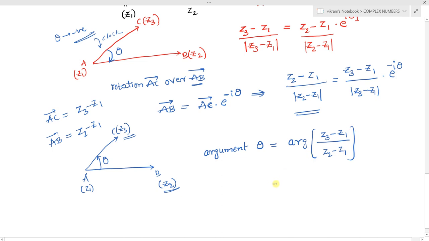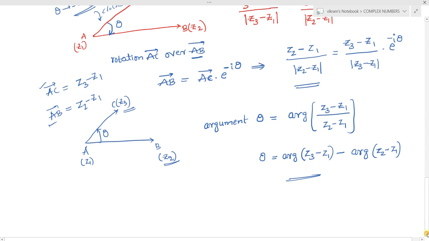So arg of Z1 by Z2 can be written as arg of Z1 minus arg of Z2, then we can write it as arg of (Z3 minus Z1) by (Z2 minus Z1). So in this one the argument can be written as the argument of obtained by rotating, then we will get the required argument of the rotation of the complex numbers. I think you understand the rotation of the complex number.